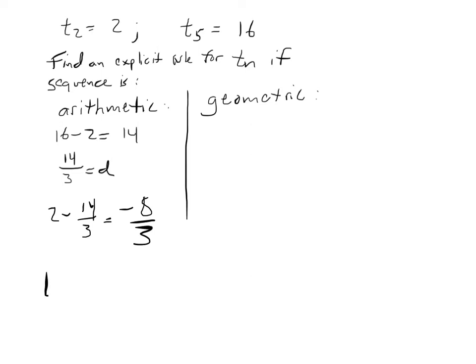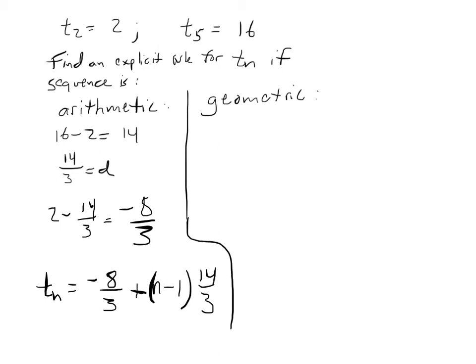So then my nth term is going to be the first term, negative 8 thirds, plus n minus 1 times d, and we said our d is 14 thirds. So there's an explicit rule for the nth term. I then could go ahead and find T14 or T3 or T22 by simply plugging in n equals 22. Might not be fun arithmetic, but I could do it.